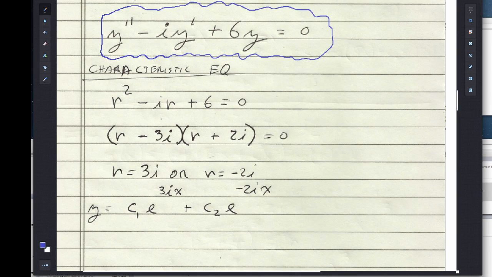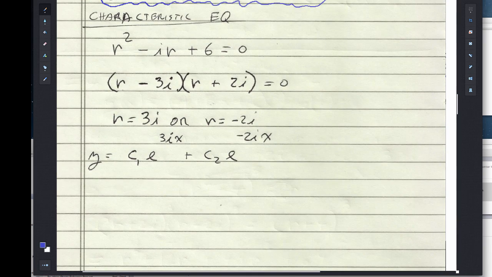Factoring the characteristic polynomial gives us the factorization r minus 3i times r plus 2i. You can either do that by inspection or by using the quadratic formula, whichever you prefer. Yielding the roots r equals 3i or r equals minus 2i. And then the same theory basically carries over, and we have this general solution.